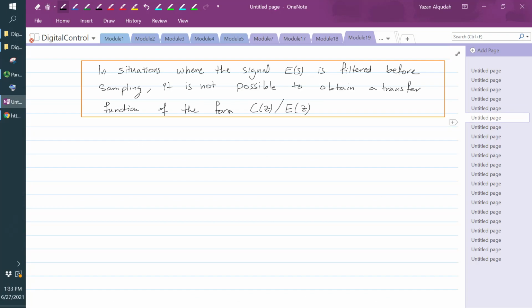So therefore, in situations where the signal E of S is filtered before sampling, it is not possible to obtain a transfer function of the form C of Z over E of Z.